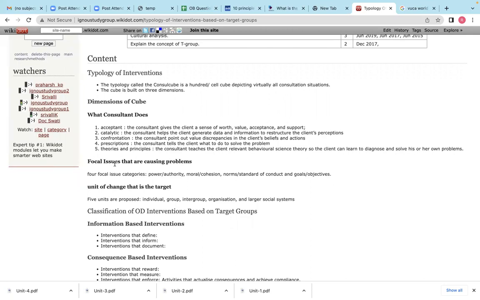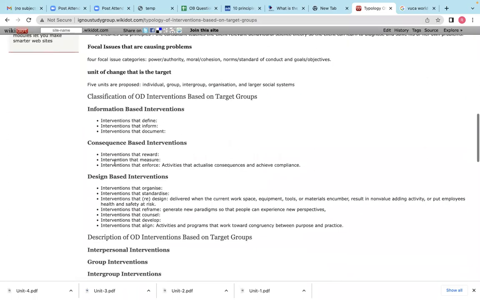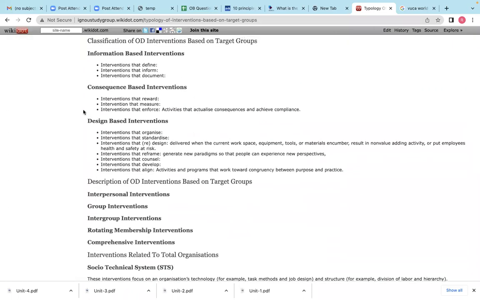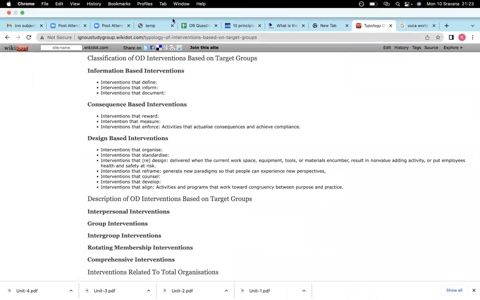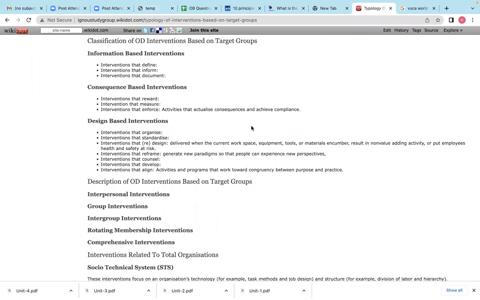So now, going into the classification of OD interventions. There are various ways to classify them. This classification is based on the target groups. There are three broad categories of interventions which are possible.